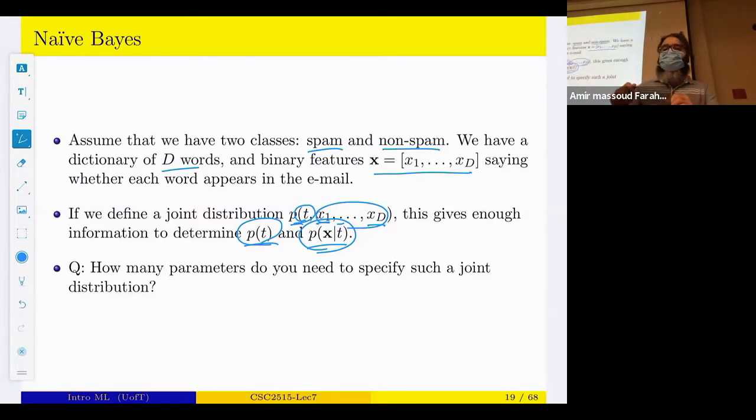So the answer was that it's infinite. It can be infinite dimensional, but we have some structure here, because you know that the x's and t's are binary. So it is not arbitrary. So there is an answer. So the other answer is 2 to the power of d plus 1, right? That's right. If you want to be a bit more detailed, minus 1, because you have a constraint that the probabilities should sum to 1. But yes, the order is essentially 2 to the power of d plus 1.